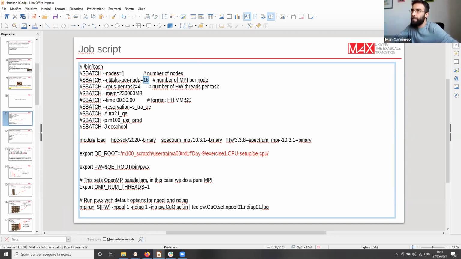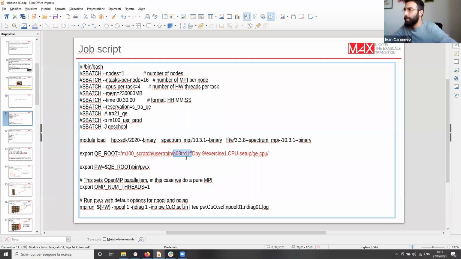And here, this manages the MPI processes. And here we have this other command, which manages the number of OpenMP threads on which we are running. Here, QE root is the path to the executable. So if you managed to compile your own version of Quantum Espresso, you could have inserted your path here. So if you just substitute this string with your username, you should be able to point to your own version of Quantum Espresso.